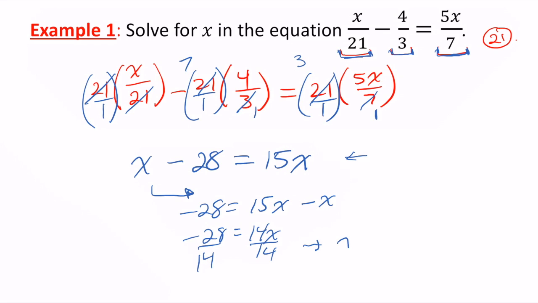And what we have is x equals minus 28 over 14, which equals minus 2. And that's the same answer we got before, but it may be less work depending on the setup of the question.